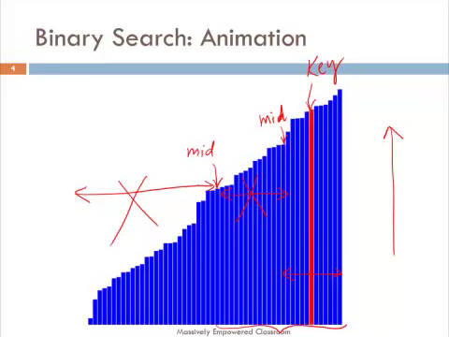Again it finds the midpoint. Right? Let's wait and see where the midpoint occurs in this case. So the next midpoint will be here. Right? So this was the third midpoint that it found. Now it compares that to the key.